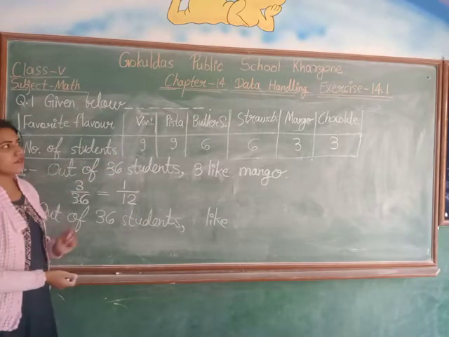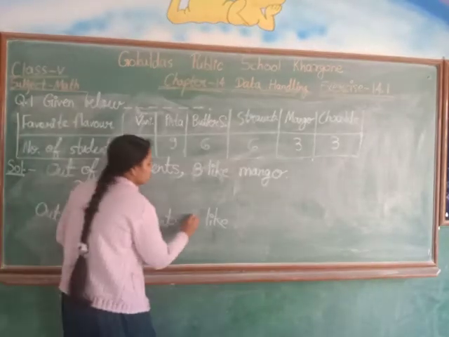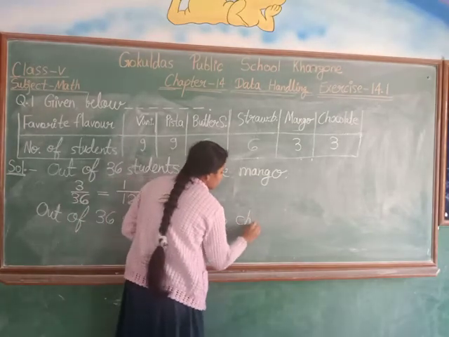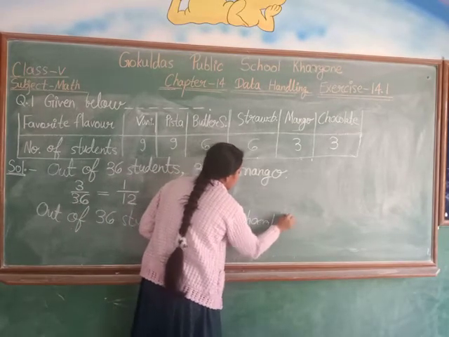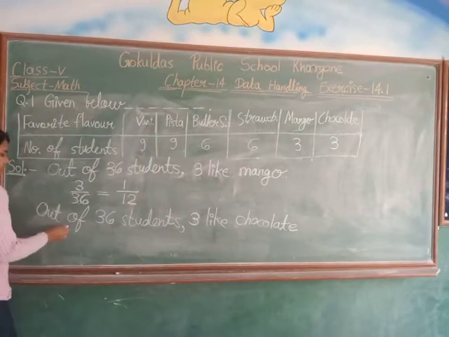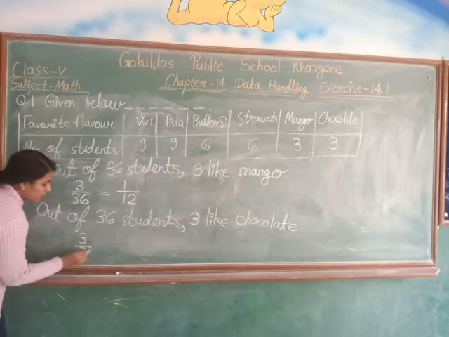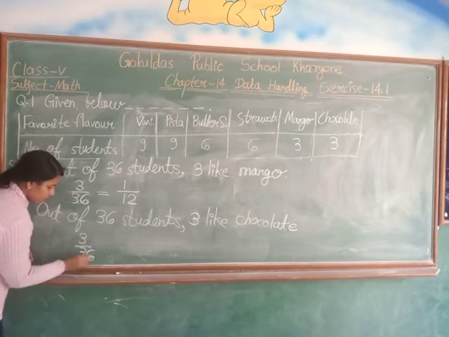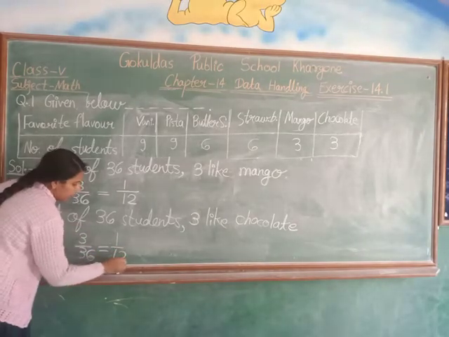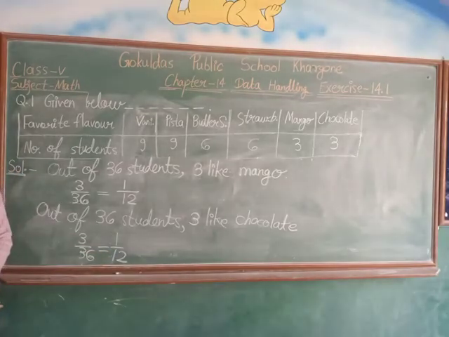Now for the last flavor, that is chocolate flavor. Out of 36 students, how many like chocolate? 3. 3 like chocolate flavor. In numerical form, we can write 3 upon 36, which will be equal to 1 upon 12. 3 upon 36 will be equal to 1 upon 12 in its lowest form.